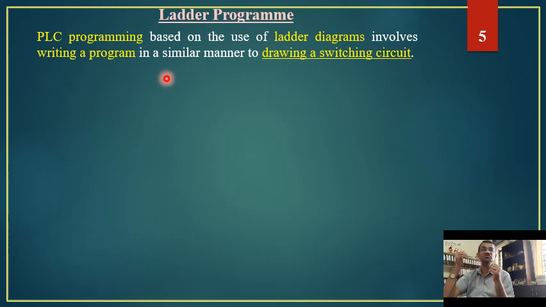What is a switching circuit? A switching circuit has a sequence of operations. So first sequence number 1 is executed. After that sequence number 2 is executed. Then sequence number 3 is executed. Or in the ladder diagram language, we can say that first of all, rung 1 is executed. Then rung 2 is executed. Then rung 3 is executed.